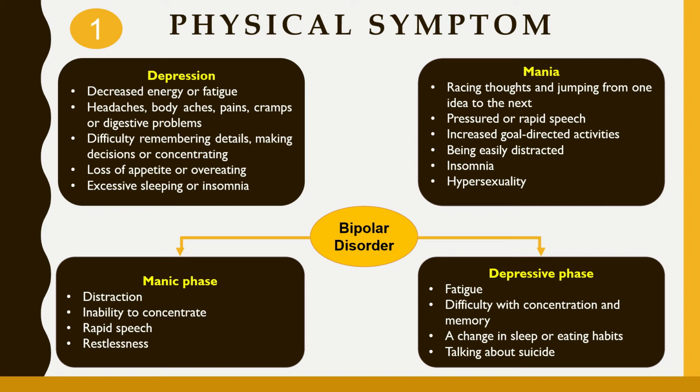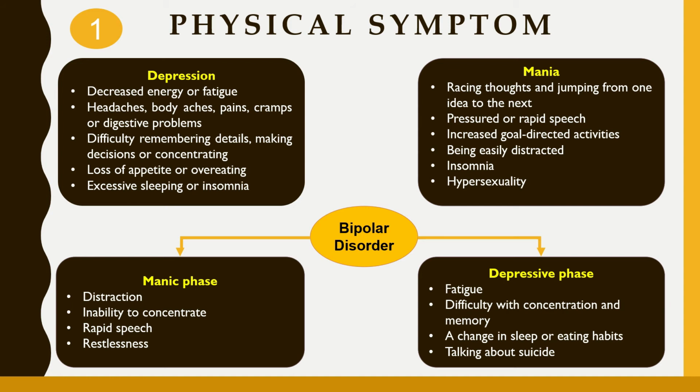Physical symptoms of depression include decreased energy or fatigue, headache, body ache, pain, cramps, or digestive problems. The third one is difficulty remembering details, making decisions, or concentrating. The next one is loss of appetite or overeating. And the last one is excessive sleeping or insomnia. The physical symptoms of mania include racing thoughts and jumping from one idea to the next, pressure of rapid speech, increased goal-directed activities, being easily distracted, insomnia, and the last one is hypersexuality.